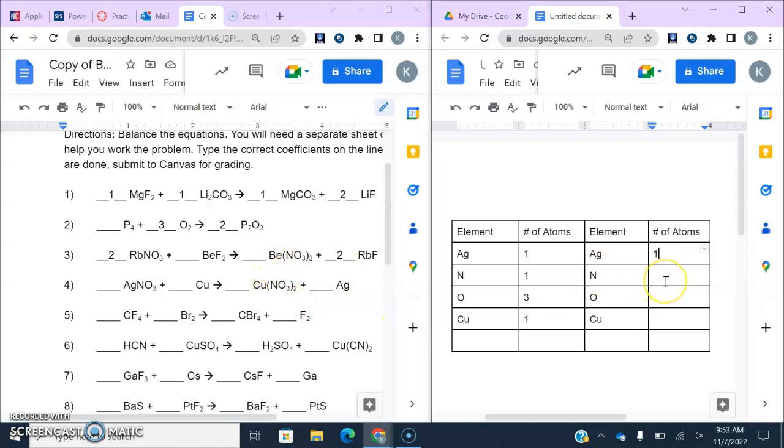So we've got 1 copper, 1 silver. Sorry, I put the copper number, but the copper and the silver are both 1. 1 copper, 1 silver. Then we have 2 nitrogen and 6 oxygen, okay? So let's go ahead and try to balance this out. Just like before, I'm going to try to get my numbers up. We can't go down, we can only go up. So I'm going to look for those elements that are higher and try to match those numbers, okay?